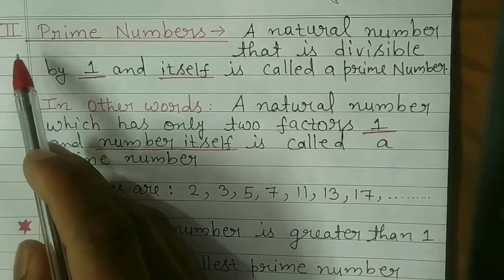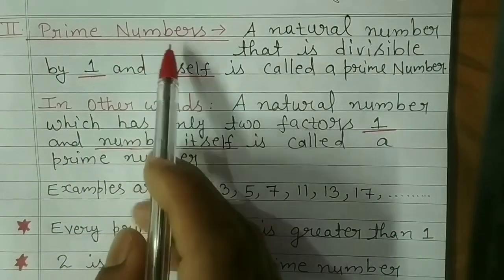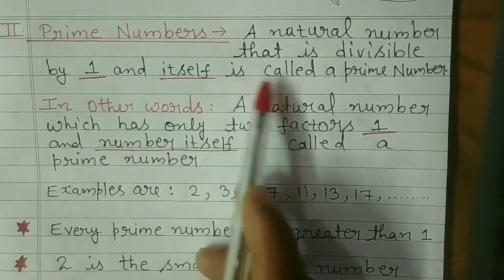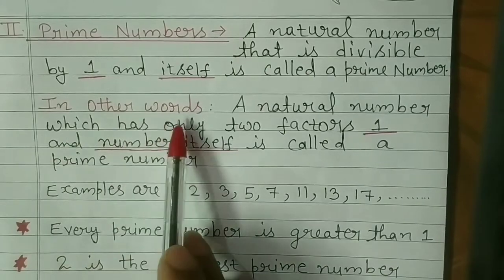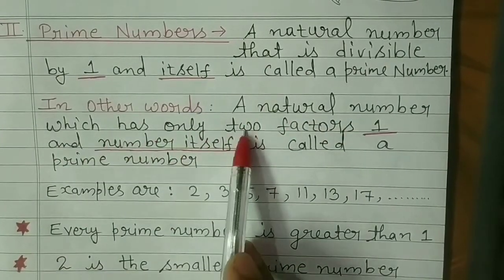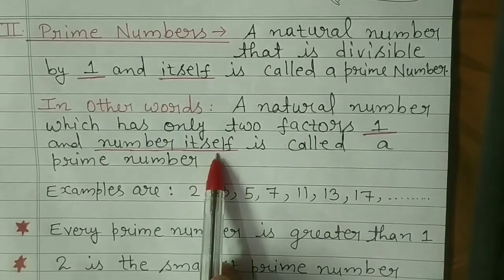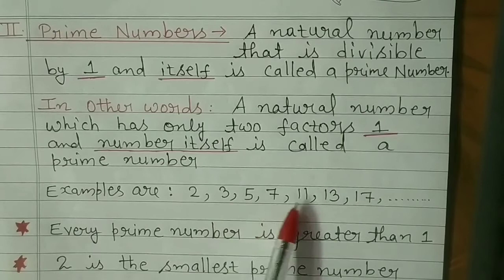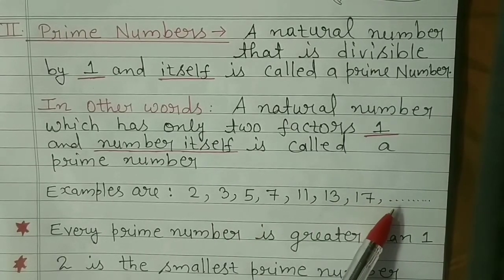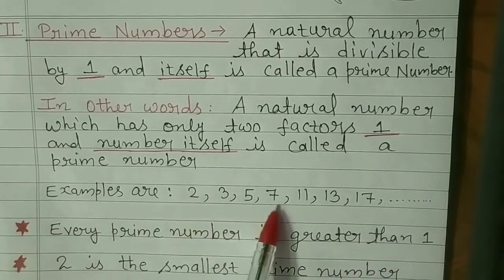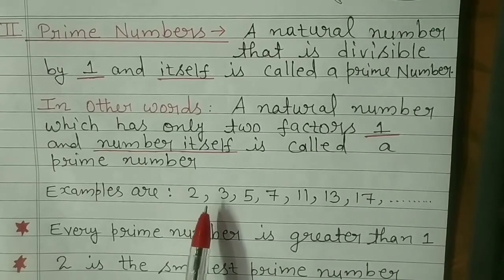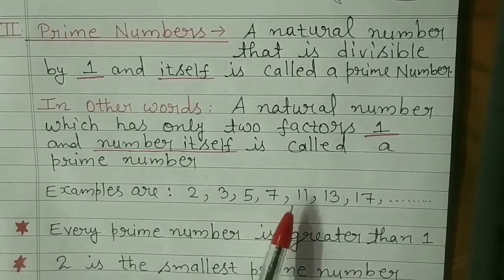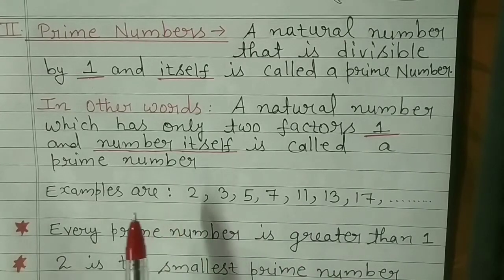Okay. Now our next topic is prime numbers. A natural number that is divisible by 1 and itself is called a prime number. In other words, a natural number which has only two factors, 1 and the number itself, is called a prime number. Some examples are here: 2, 3, 5, 7, 11, 13, 17, and so on. Okay? Means these are the numbers which are divisible by 1 and itself. So these are the prime numbers which have only two factors, that is 1 and the number itself.